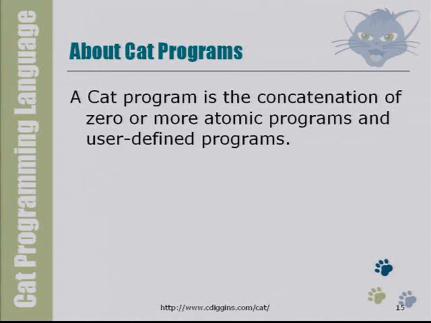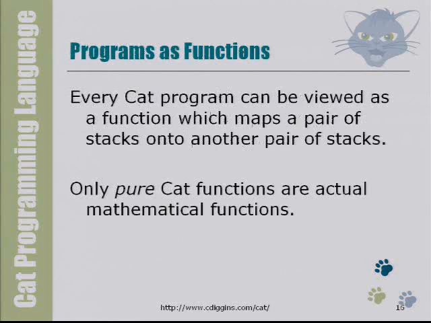A CAT program is a concatenation of 0 or more atomic programs and/or user-defined programs. And this is why some people call them concatenative languages. Every program can be viewed as a function which maps a pair of stacks onto another pair of stacks. Of course, only pure CAT functions, those with no side effects, are actually comparable to mathematical functions.